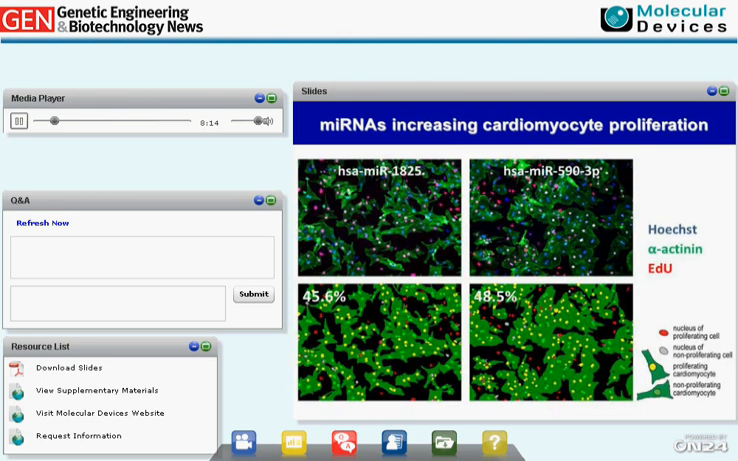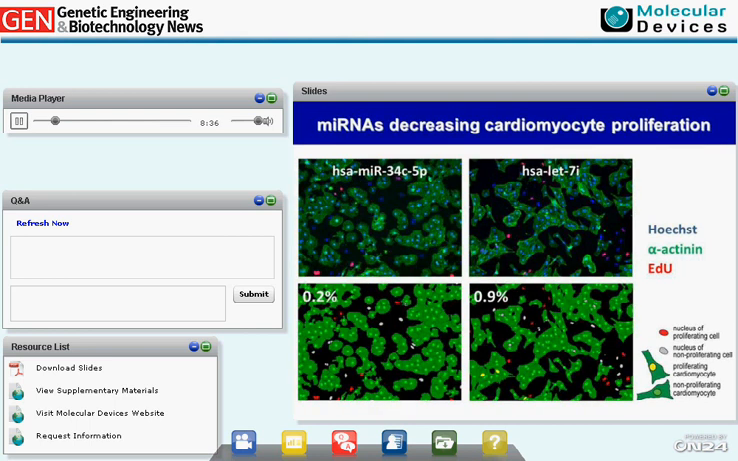And here you can see some examples of the microRNAs that increase proliferation. So now you see, for example, for microRNA 1825, you see a very massive increase in cell proliferation. Many more of the nuclei are now stained red. And the same is true for the other microRNA. And here I'm showing you two microRNAs that decrease the proliferation of the myocytes. So in this image, it's very difficult to find a cardiomyocyte that is proliferating.